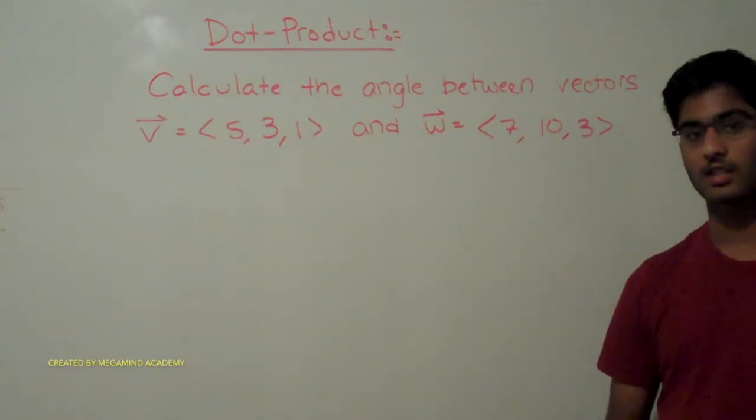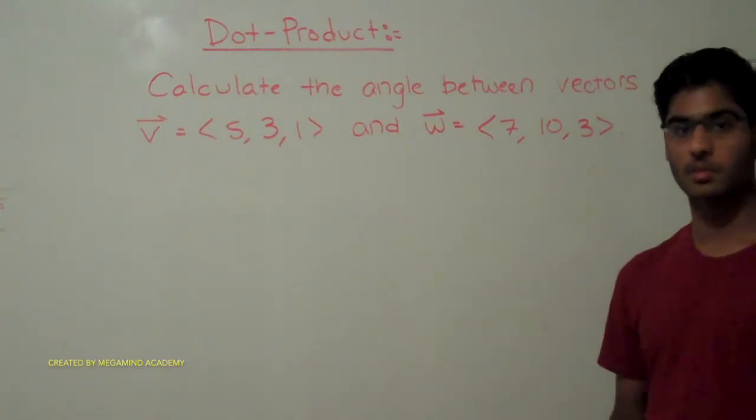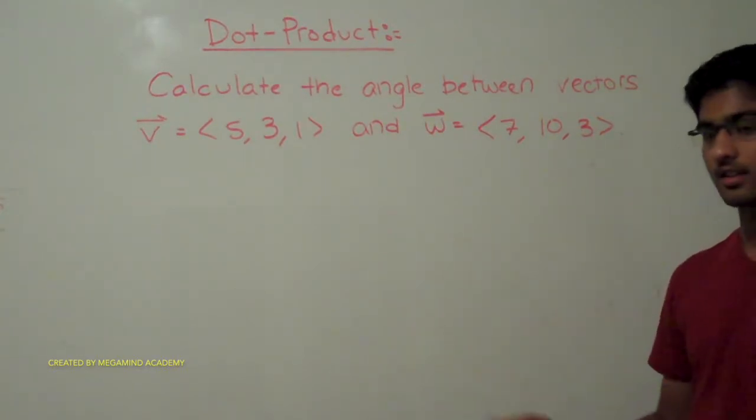The dot product is one of the ways to multiply vectors, and it's in quotation marks because you can't actually multiply vectors. This just tells you something else.